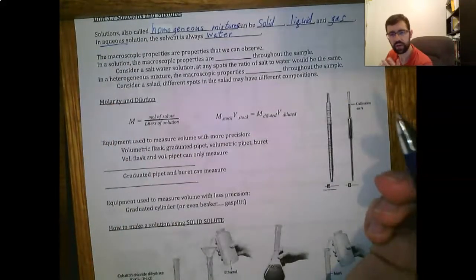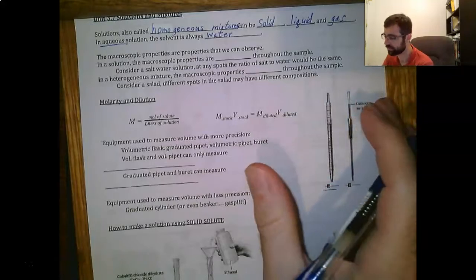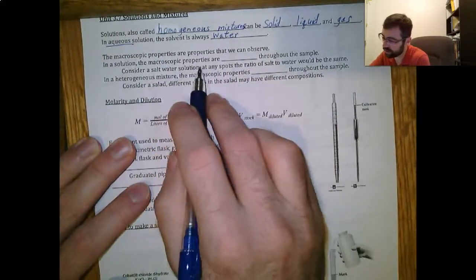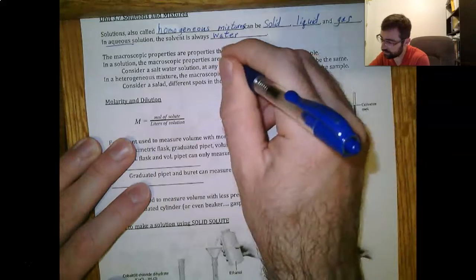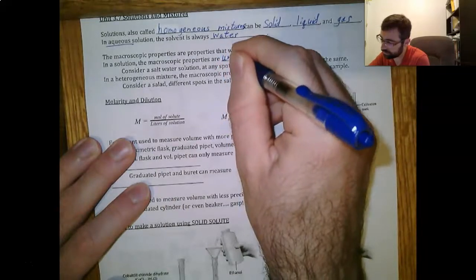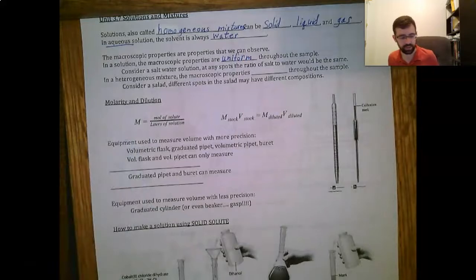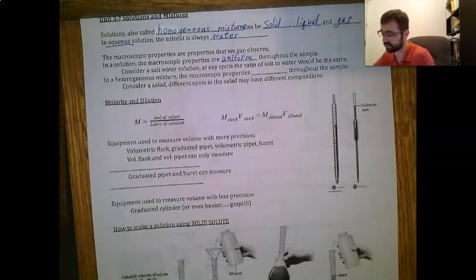Okay, the macroscopic properties are properties that we can observe. So anything you can actually look at and observe. In a solution, the macroscopic properties are uniform throughout. It means they're the same throughout the sample. So we say it's same throughout. We're talking about macroscopic properties, what you could actually observe physically. We're not talking about the little bitty molecules, not talking about the molecular level, but what we could actually observe.